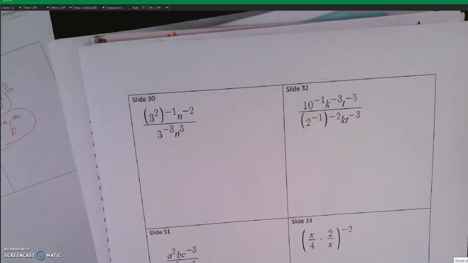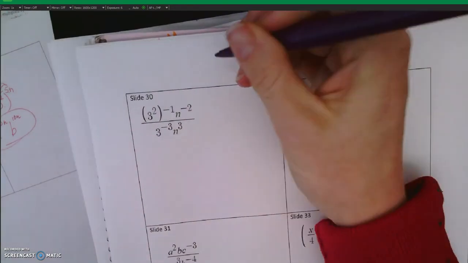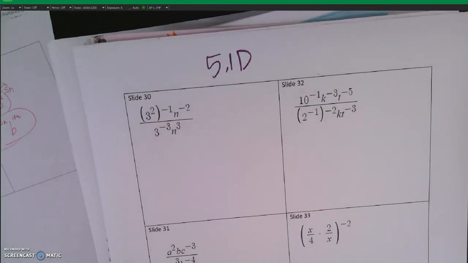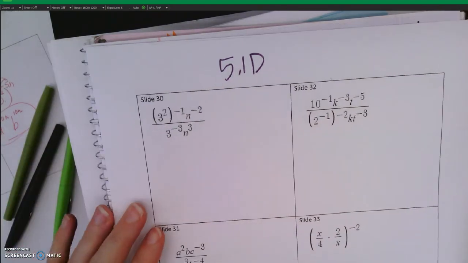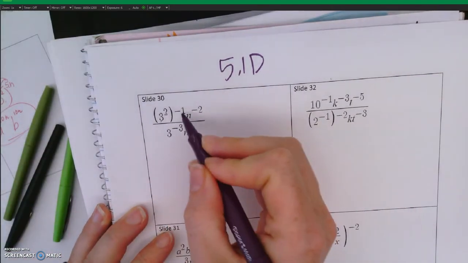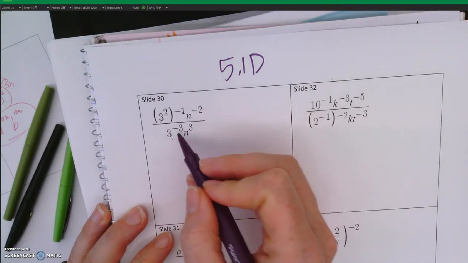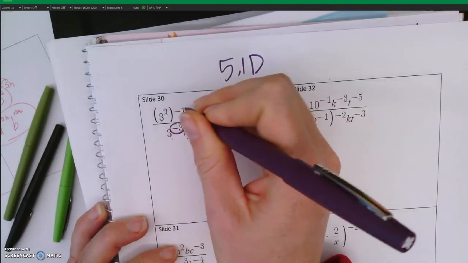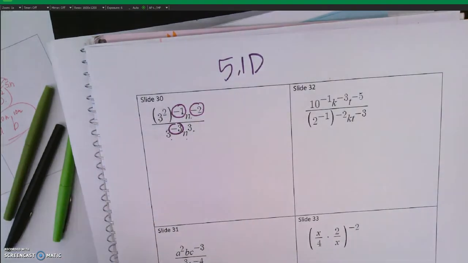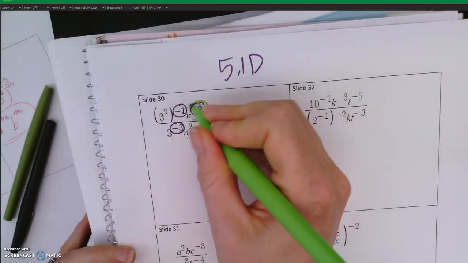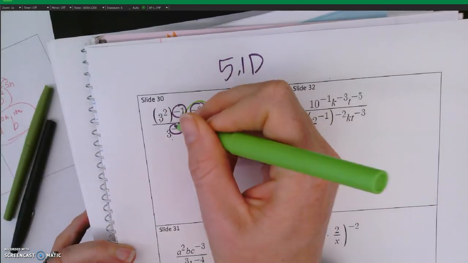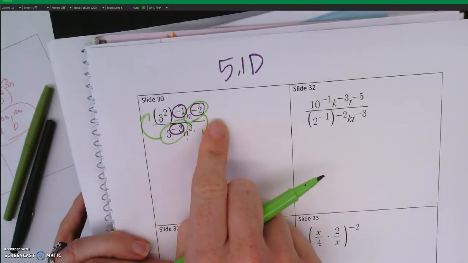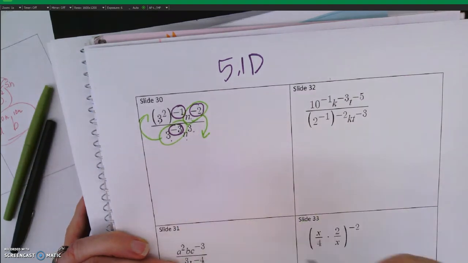Okay, as promised, I'm going to be going over a couple of slides from this lesson, 5.1d, slide 30 to the end, 35. So taking a look at slide 30 with me, here we have 3 squared to the negative first, n to the negative second, 3 to the negative third, and n to the third. Something you could do right away is make all of these exponents positive by bringing down that whole power. If it's in the numerator, bring it to the denominator. If it's in the denominator, bring it to the numerator. When the power crosses the line, we change the sign.